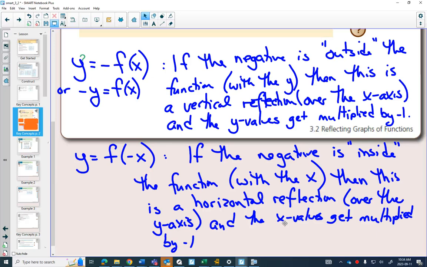So what we're getting in this description is a graphical representation of the reflection over the y-axis. We also get an algebraic representation by looking at the specifics that now our x values are getting multiplied by -1.